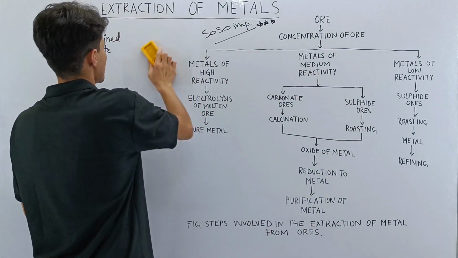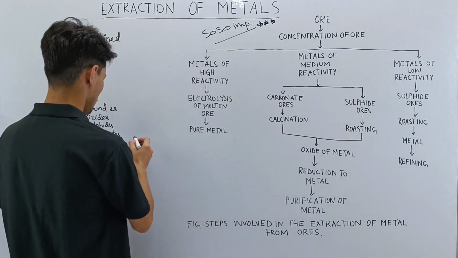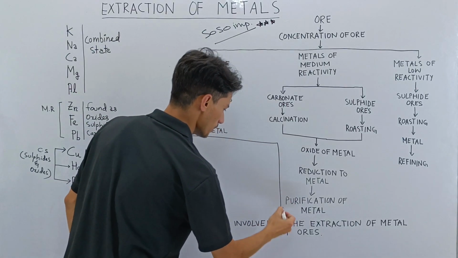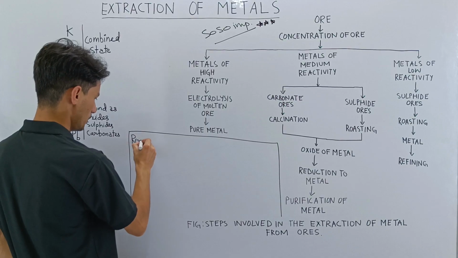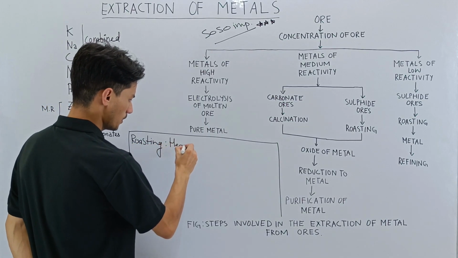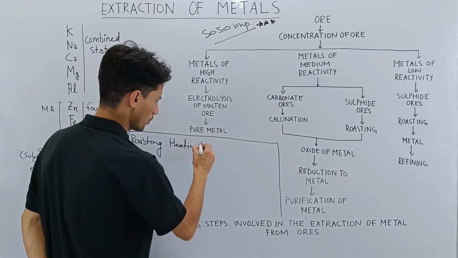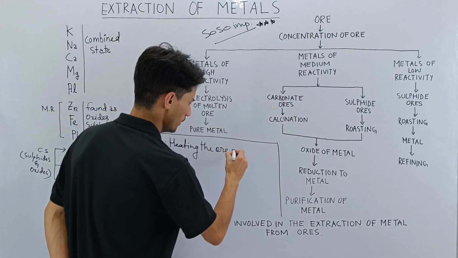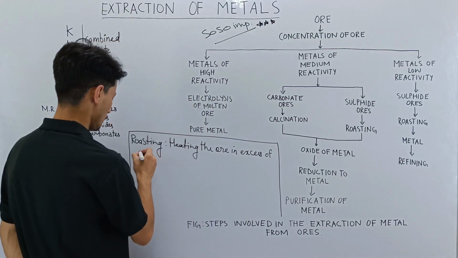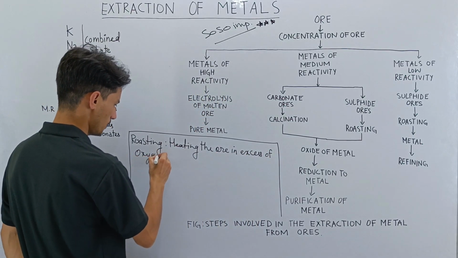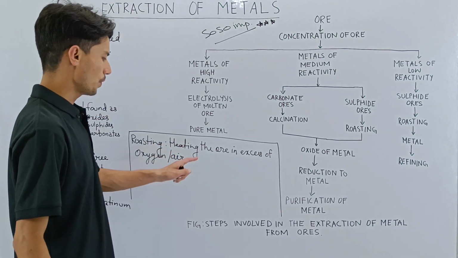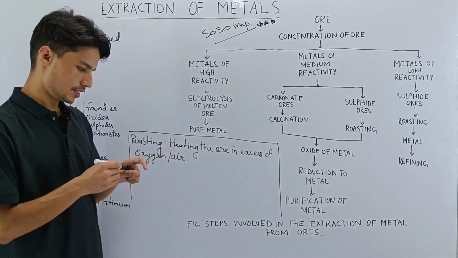Let me write where there's a space. So what is roasting? So roasting, very important. Roasting is heating the ore in excess of oxygen, or also known as air. So when we heat the ore in excess of air, it's called roasting.